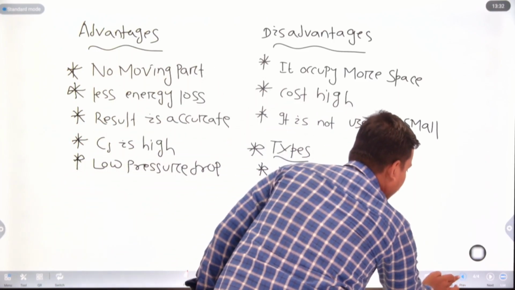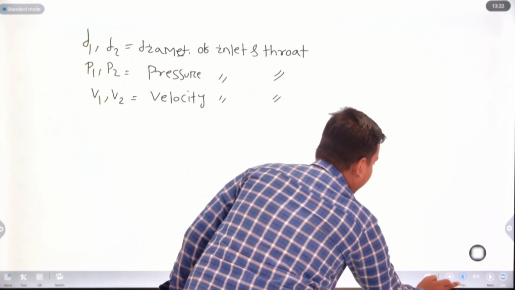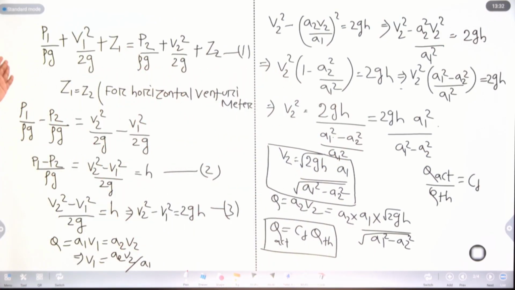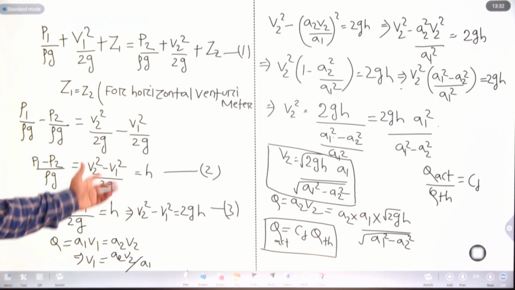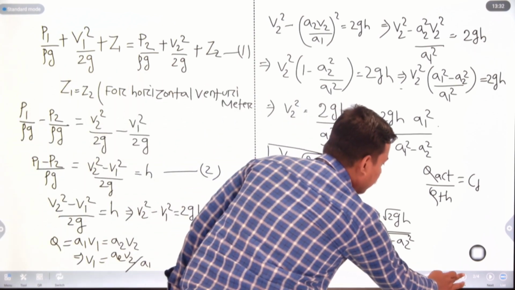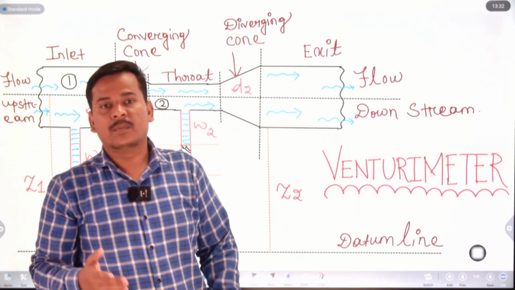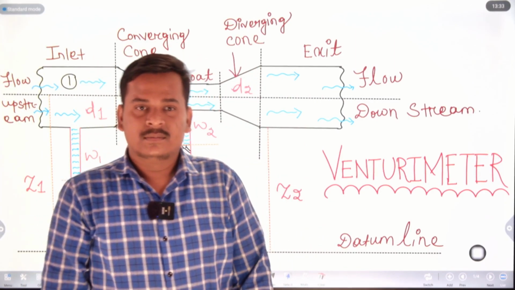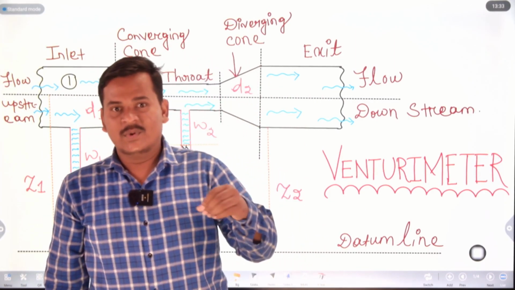See the previous slide. This is the required expression, clearly visible, and this is the clear expression for the venturimeter. So in the next class, we will do some problems regarding the venturimeter. So wait for the next video.